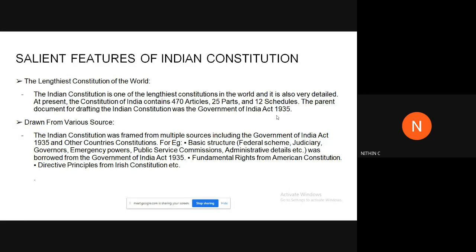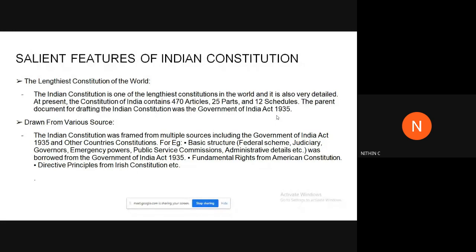Second point, drawn from various sources, which we already mentioned. The Indian constitution was framed from multiple sources, including the Government of India Act 1935 and other countries' constitutions. For example, the basic structure, that is the federal scheme, judiciary, governors, emergency powers, public service commissions, administrative details, etc., was borrowed from the Government of India Act 1935.